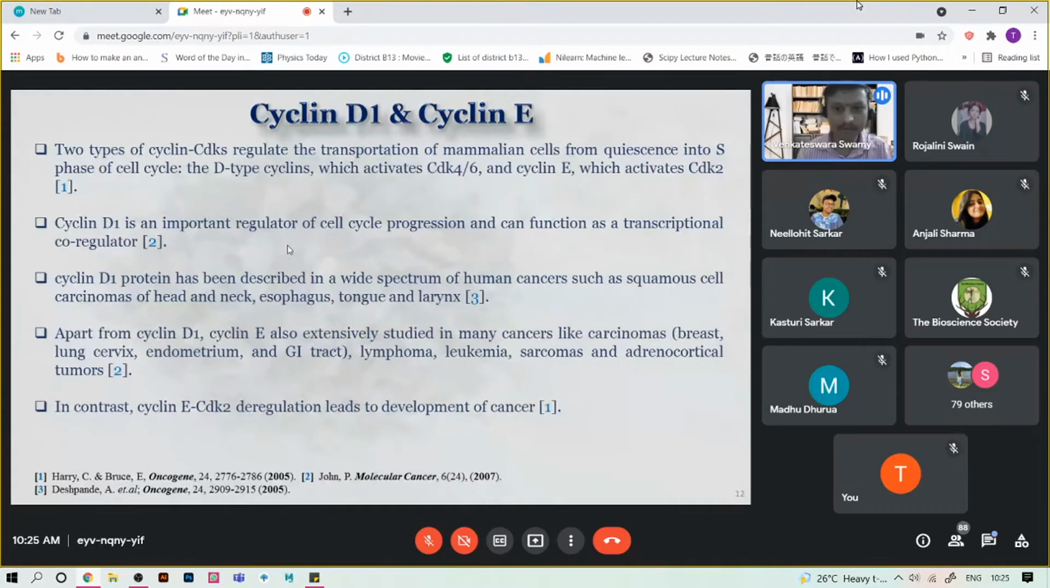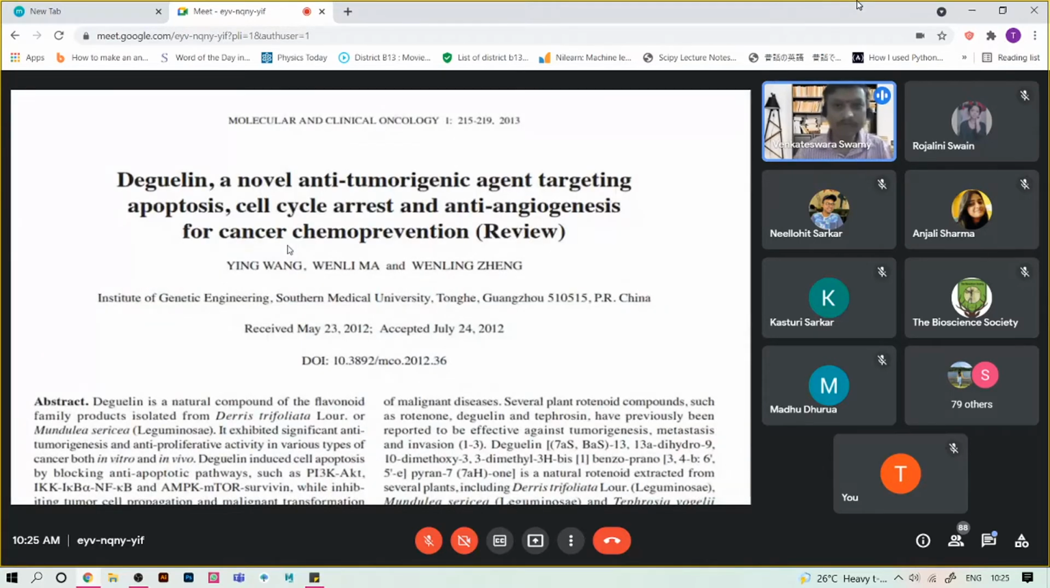So we will go ahead one by one. Now, we can see there is a compound which may be extracted from the plant, degulin, a novel anti-tumorigenic agent targeting apoptosis, cell cycle arrest, and anti-angiogenesis for cancer chemoprevention. This review was published in 2013 by Eng et al.